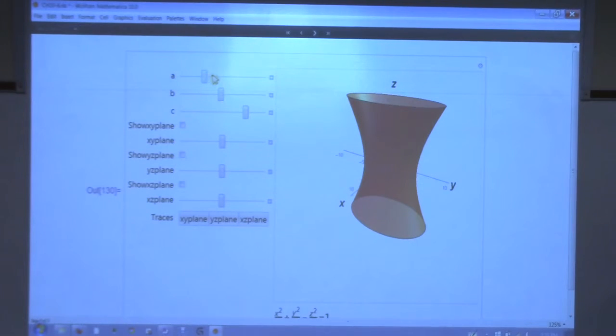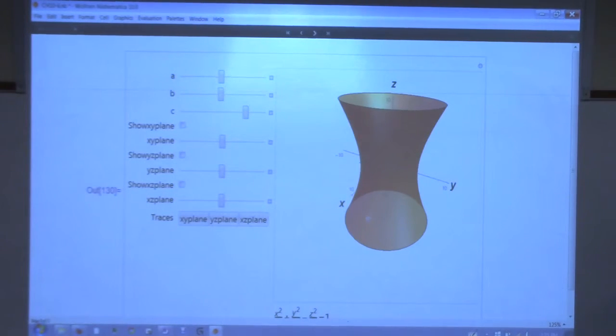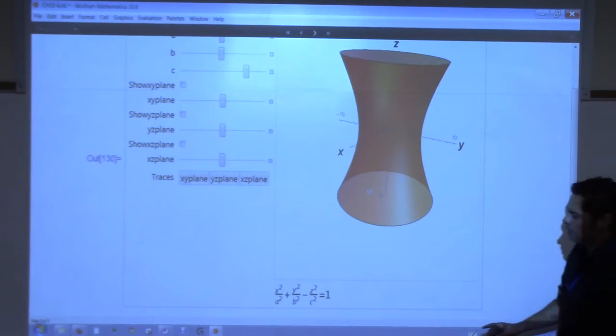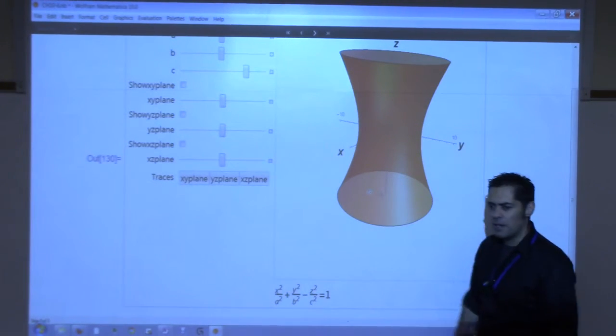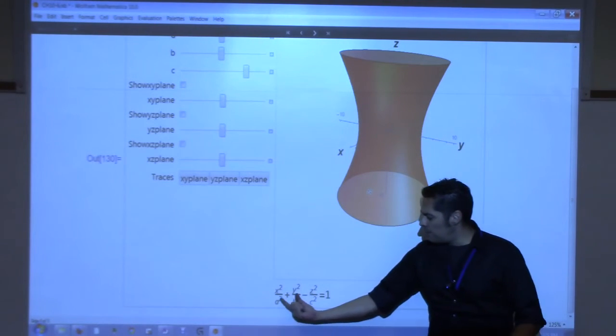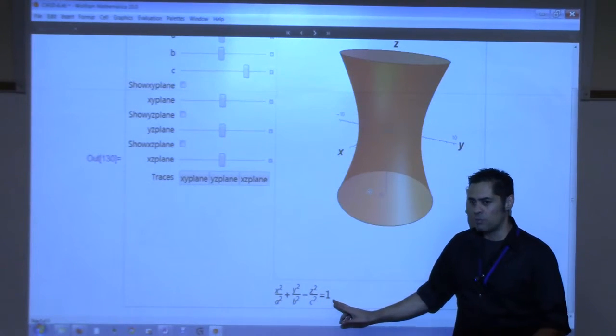We can change values. Whoa, I blew that up, sorry. Let's look at the equation. All variables appear in here. All of them are squared. Two of them are positive. One of them is negative. And we have equals 1.